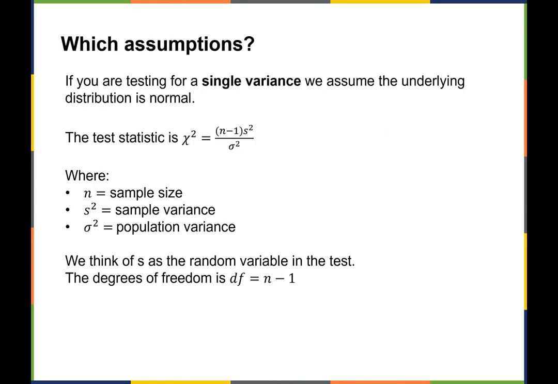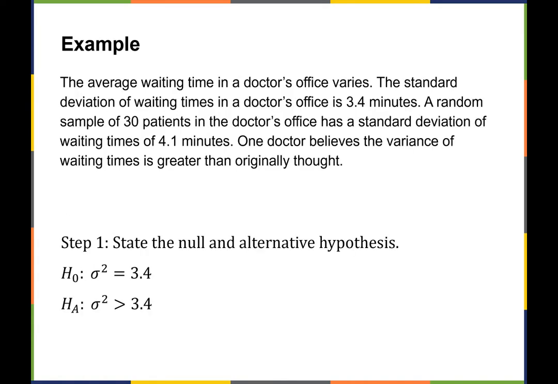So what are our assumptions that we need? Well, if you're testing for a single variance, we're going to assume that the underlying distribution is normal. The test statistic that you're going to compute is chi-squared equals (n minus 1) s squared over sigma squared, where n is the sample size, s squared is the sample variance, and sigma squared is the population variance. We think of s as the random variable in the test, and the degrees of freedom are going to be n minus 1.